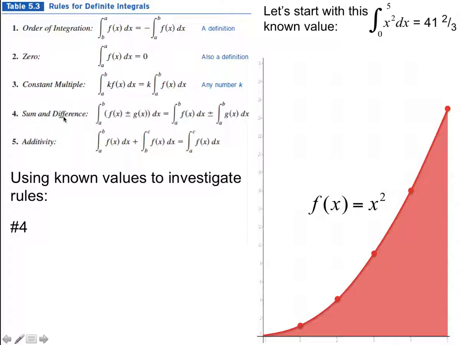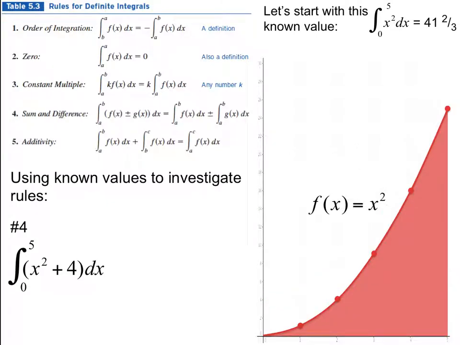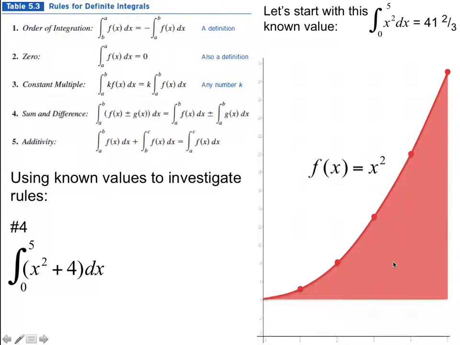Let's talk about property 4. Property 4 is sum and difference. So property 4 is saying if I've got two things added together, I can give them each their own integral sign. So for instance, let's say I had x squared plus 4. So if this is x squared, then x squared plus 4, and I'm going to go from 0 to 5 again. X squared plus 4 is shifting that up 4 units.